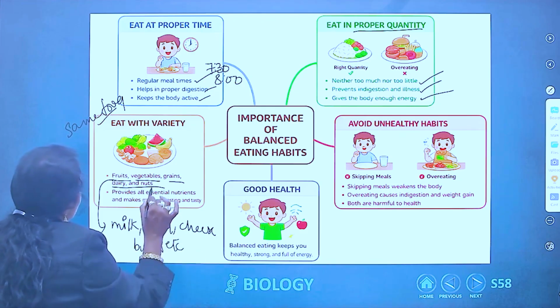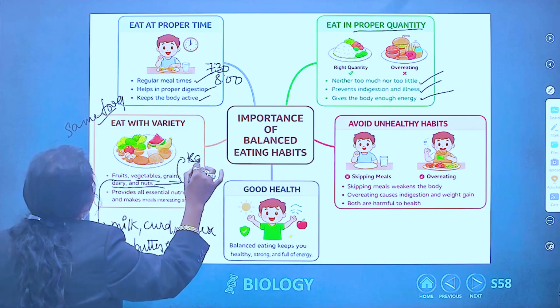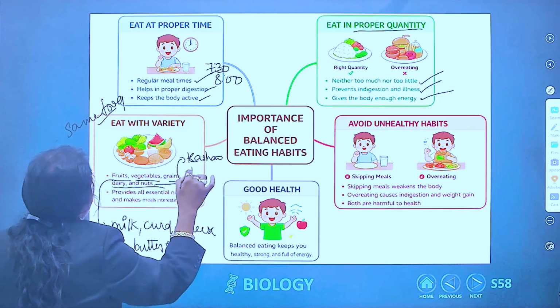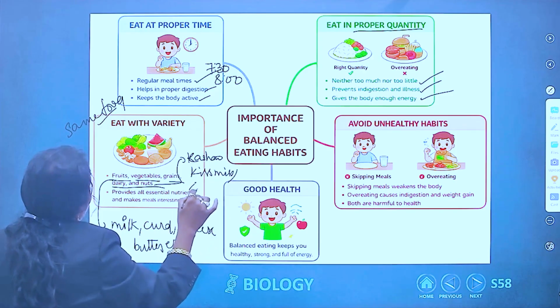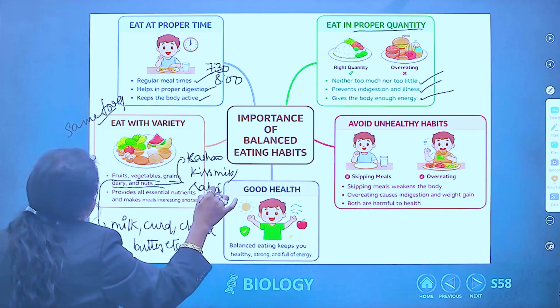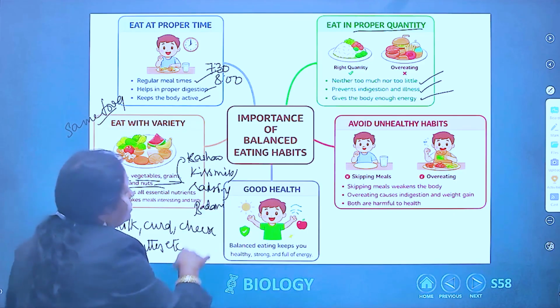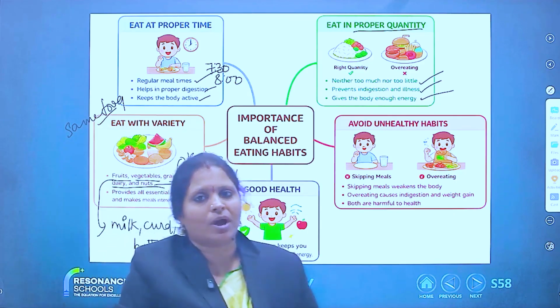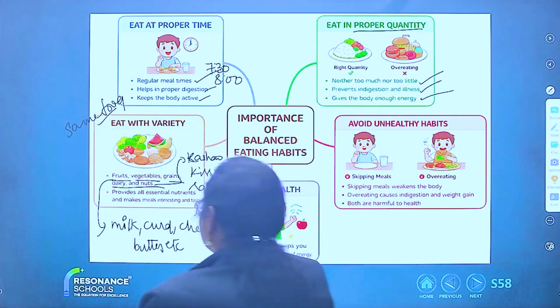Understood? And nuts, what are those nuts? Cashew, kismis, raisins, we can call them raisins, badam. Don't sing the badam song, children. Okay, so badam and all those come under nuts.